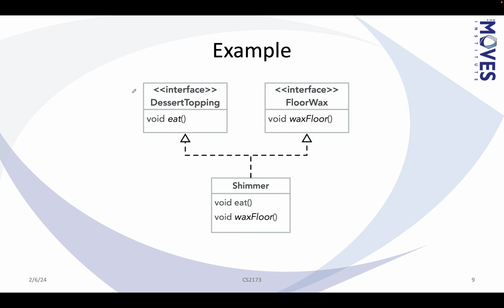Okay, so let's say we have one interface, DessertTopping, and it has one method called eat. And again, this is abstract, so it just says you need to implement something called eat. And then here's another one, FloorWax. If it's a floor wax, then I have a method called waxTheFloor. And so their product, which was called Shimmer, implements both of them. So we can either eat it or we can wax the floor with it.